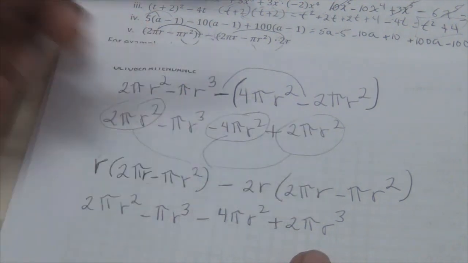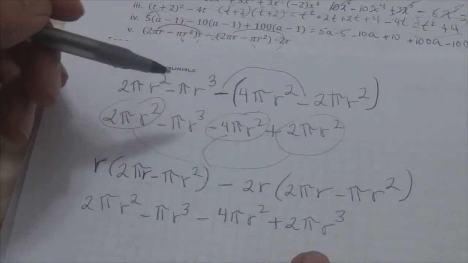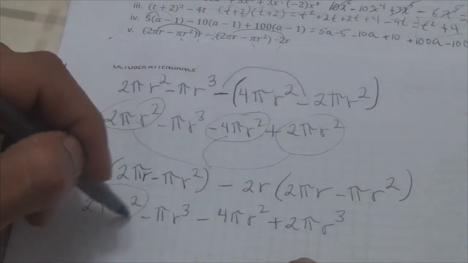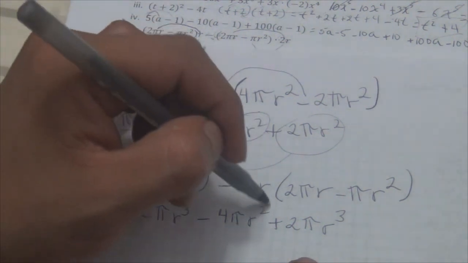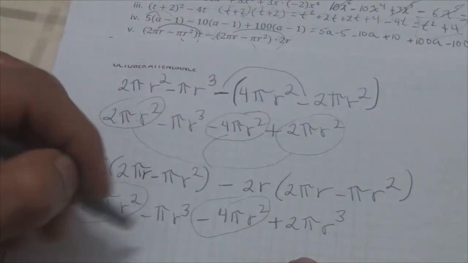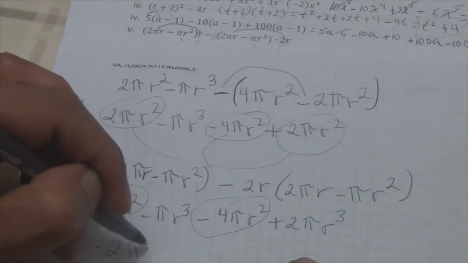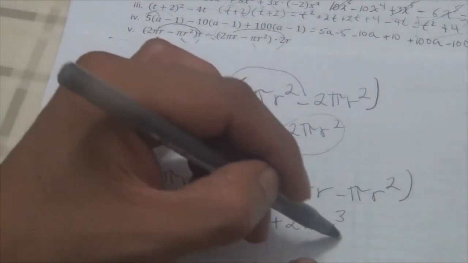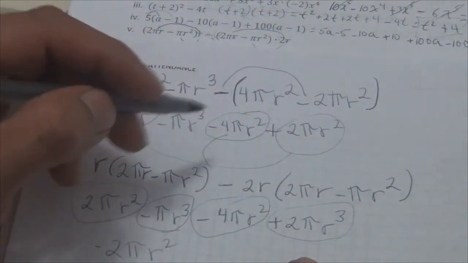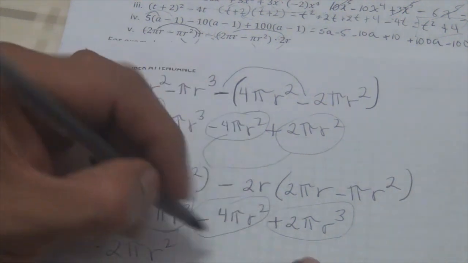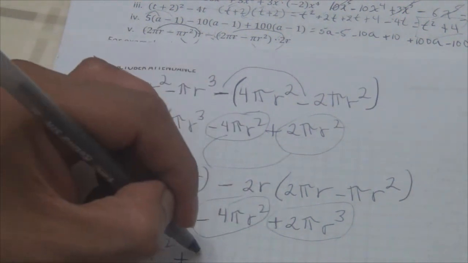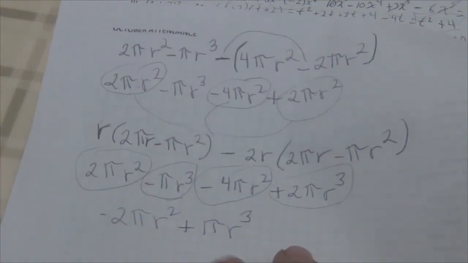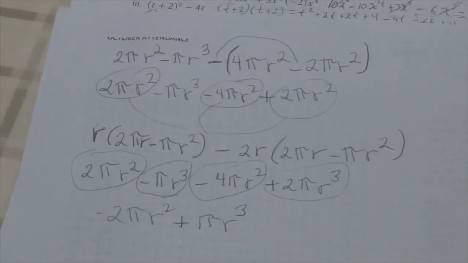I forgot about this. Okay, now let's combine like terms. So pi r squared with pi r squared, so that is negative 2 pi r squared. Negative pi r to the third with 2 pi r to the third. Negative 1 plus 2 is 1, so plus pi r to the third. Okay, that was the mistake.